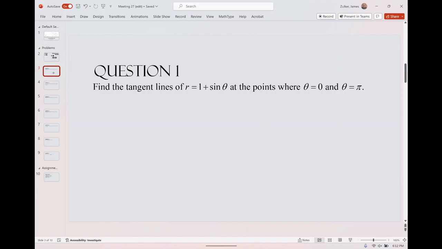To start here, find the tangent lines of r equals 1 plus sine of theta at the two points: the point where theta is 0 and the point where theta is pi.